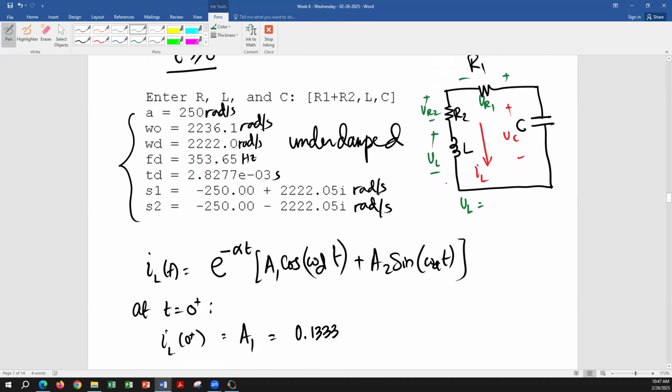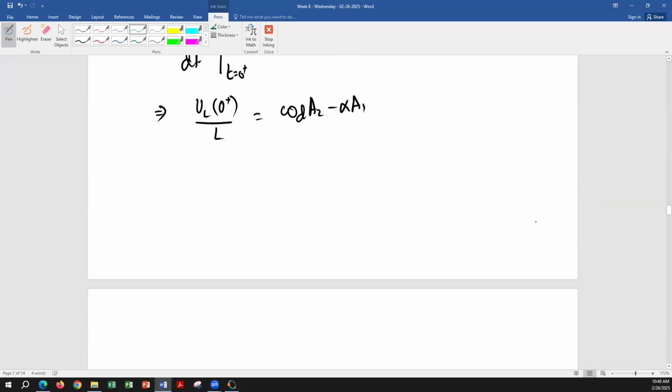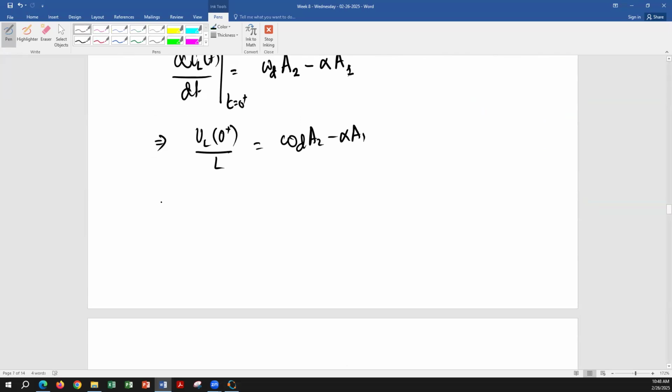Okay, so VL minus VC plus VR1 plus VR2 is equal to 0. So VL is going to be VC minus VR1 minus VR2, right? VC minus VR1 minus VR2. And that's what we're going to use. VC 0 positive minus VR1 0 positive minus VR2 0 positive.